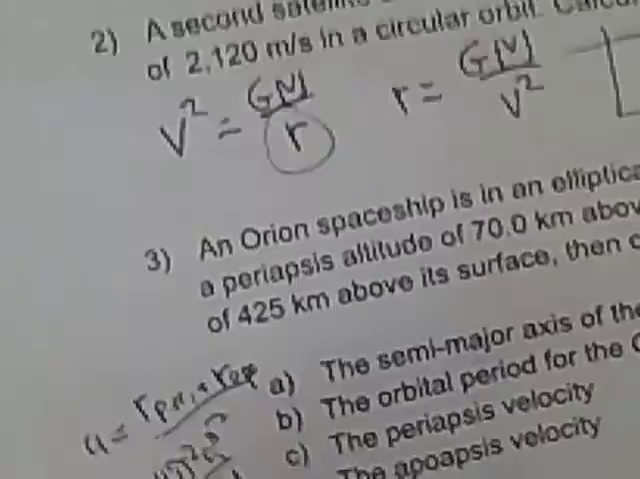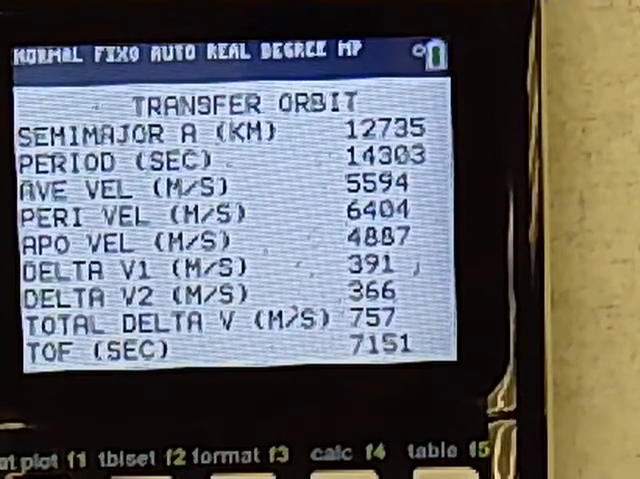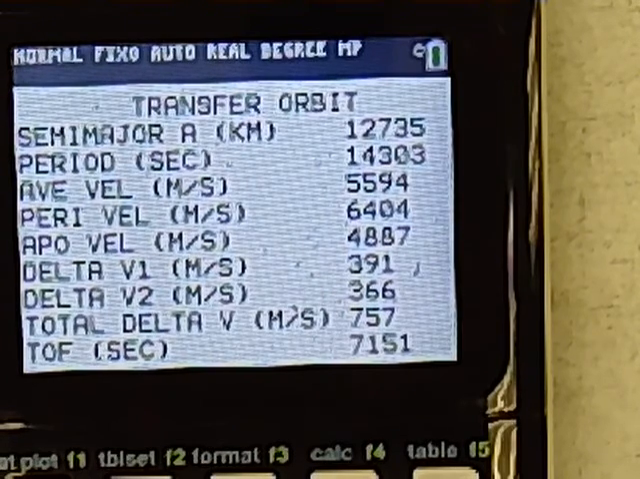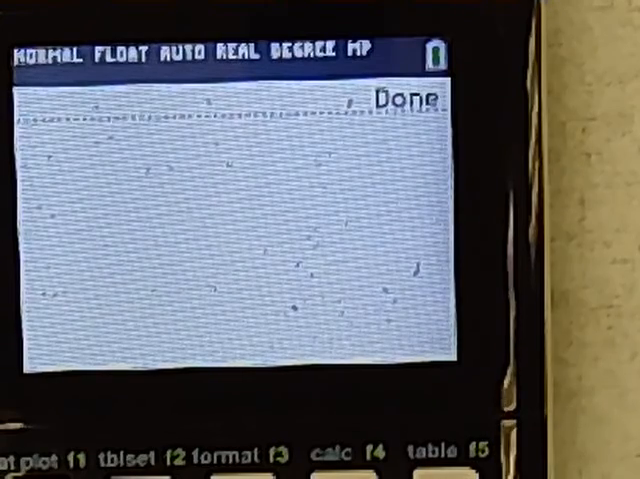I have to write all this stuff down. Delta V2 is 366 meters per second. The total delta V, part H, is 757 meters per second, and the time of flight is 7,151 seconds. So there are the answers to problem 4.